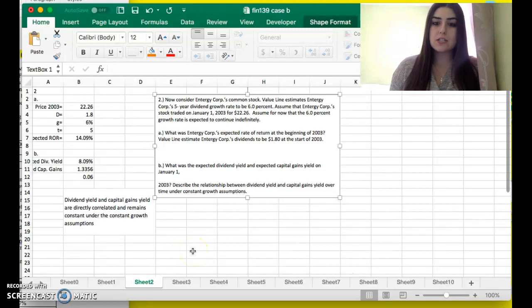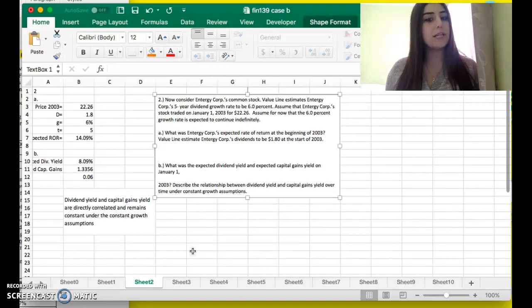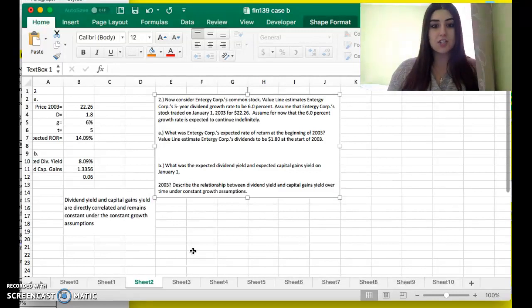And then it wants to know the relationship between dividend yield and capital gains yield. So the dividend yield and capital gains yield are directly correlated and remain constant under the constant growth rate assumptions.